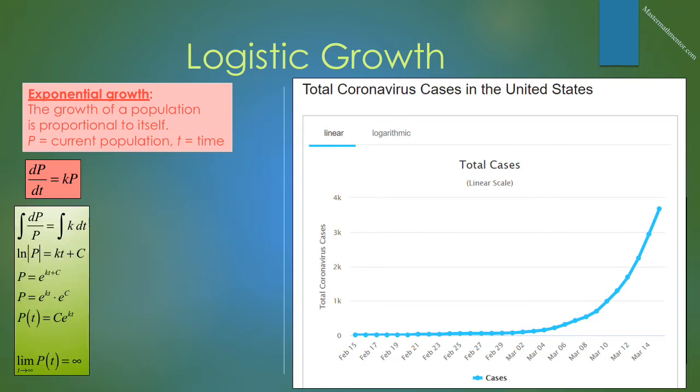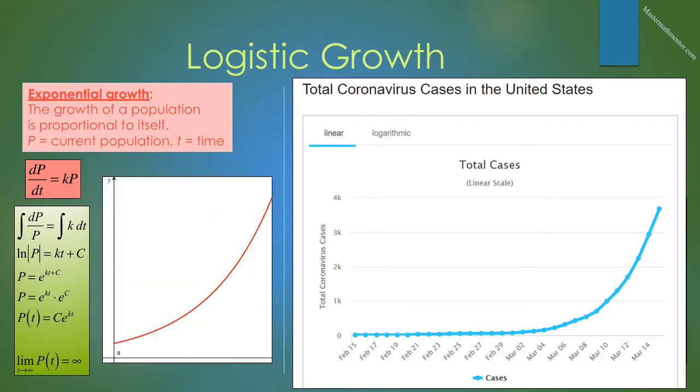To solve the differential equation, we first separate the variables. We get dP over P equals k dt. We integrate both sides and get the natural log of the absolute value of P is equal to kt plus C, giving us P equals e to the kt plus C, which is e to the kt times e to the C. And since e to the C is a constant, our formula is P of t is equal to C e to the kt.